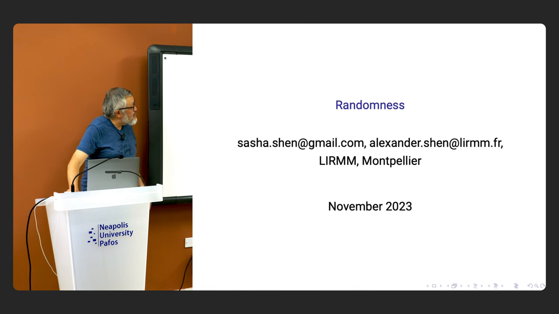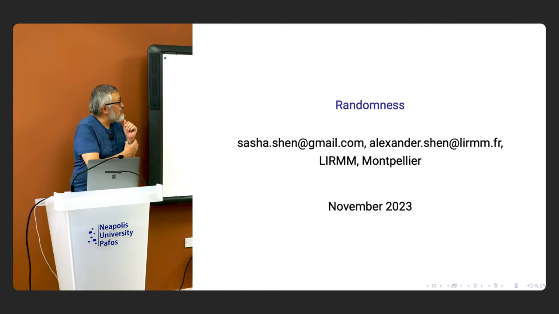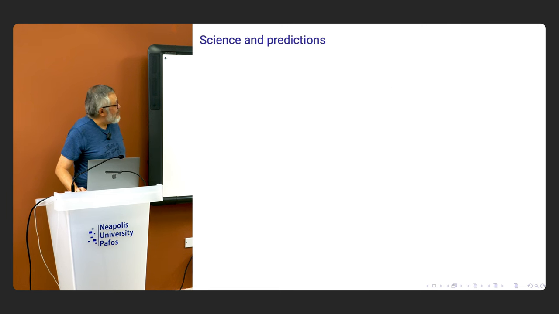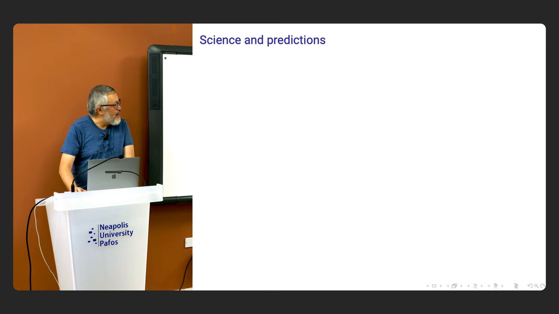So I was asked to speak about the mathematical theory of randomness, which is called algorithmic information theory or algorithmic randomness theory. It's a mathematical theory, but I will probably speak more about the philosophical reasons why we need such a theory. Let me start completely philosophically. What is the nature of science, and what kind of predictions does science make, and how do we check these predictions?